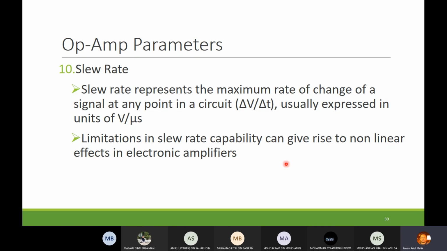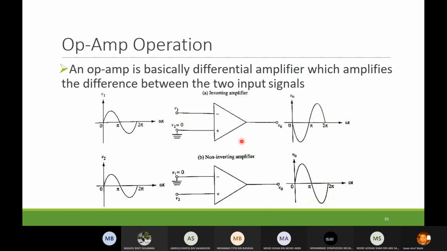Okay, so for an ideal op-amp, the value for slew rate is infinite. Okay, so that is the parameters. So now we move on to the operation of the op-amp. So we have to understand. We have gone through the characteristics and the parameters which are important, related to its functionality. So now we look at how this op-amp operates.